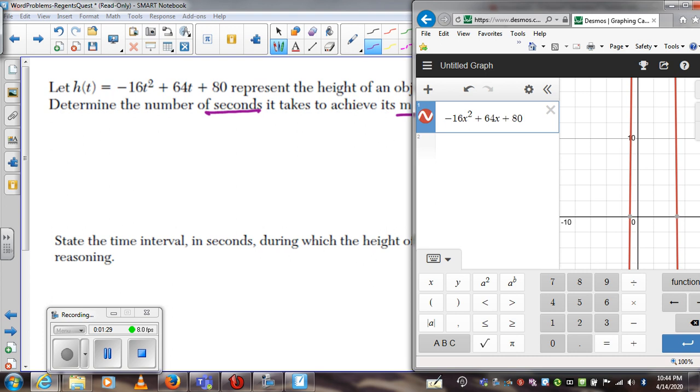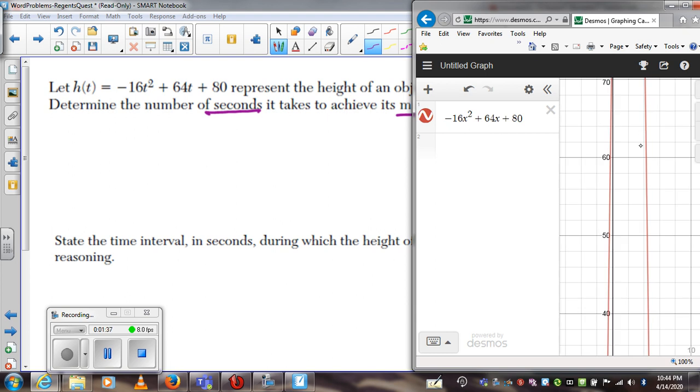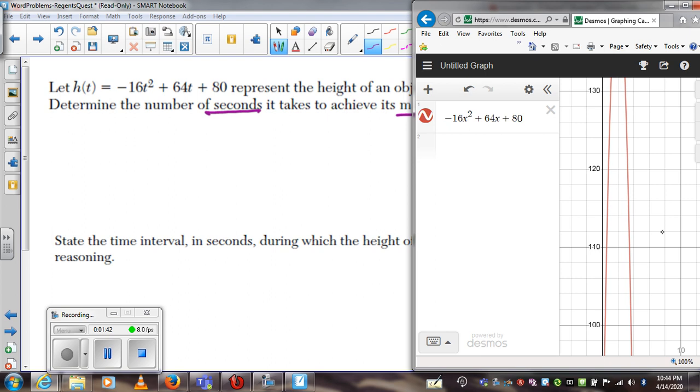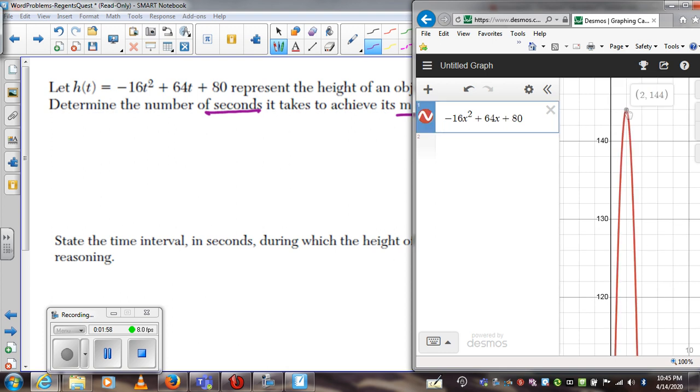Alright, so looking at this, it's a little hard for me to see, but I'm wondering if I can scroll all the way up here. Whoops. I'm going to keep going. This thing goes pretty high, and we're looking for the maximum height. If you just tap this right here, it looks like our maximum height is at 144. Okay? So it looks like my vertex, if I just touch this, is 2, 144. I actually have the answer, which is wonderful.